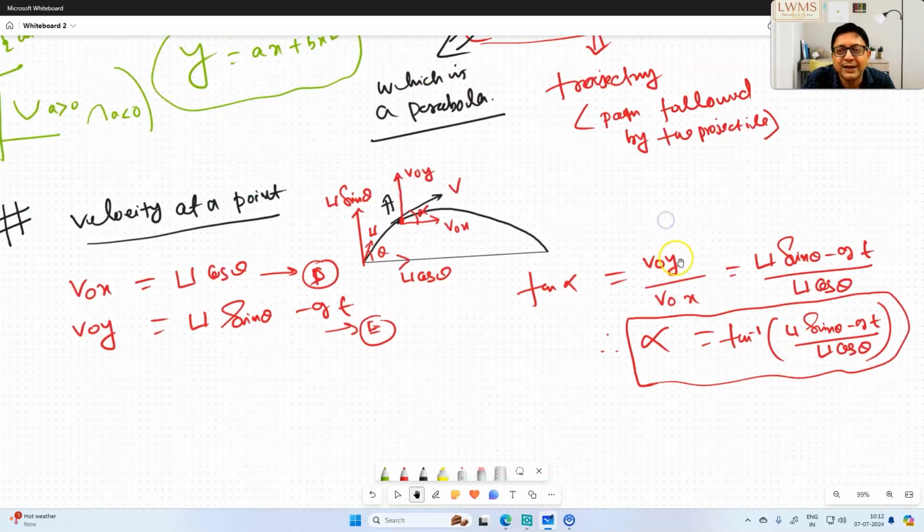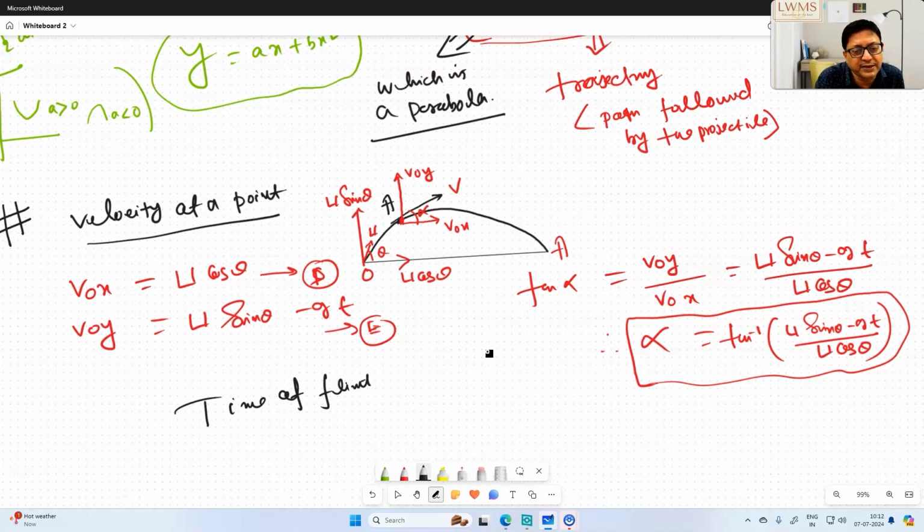After getting the angle, we are interested to find the time of flight. From O to A, how much time does it take? Time of flight, let us find first. T, how do I get it? What equation will help us? To understand it, we will see the displacement of the particle in going from O to A.